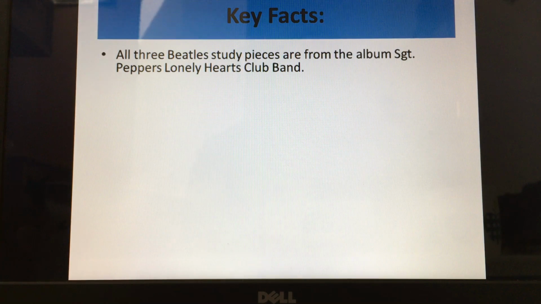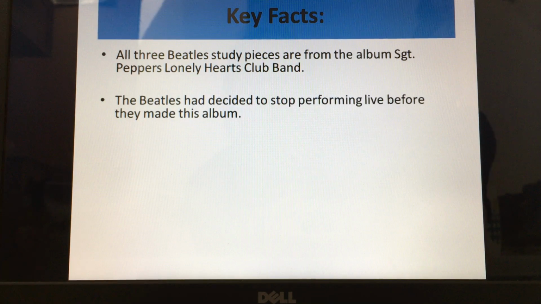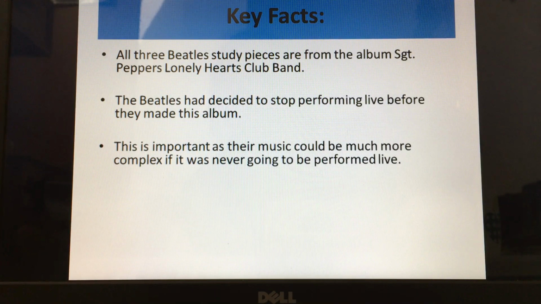Okay, so we've talked about this a little bit last lesson. I'm not going to go over what we've already done. Just a reminder that all three of the Beatles pieces studied are from the album Sgt. Pepper's Lonely Hearts Club Band. The Beatles had stopped performing live before they made this album, and that was really important because it changed how their music was made. So instead of being restricted to having 4 players in their pieces, they could multi-track record, they could make the music much more complicated because it was never going to be performed live.